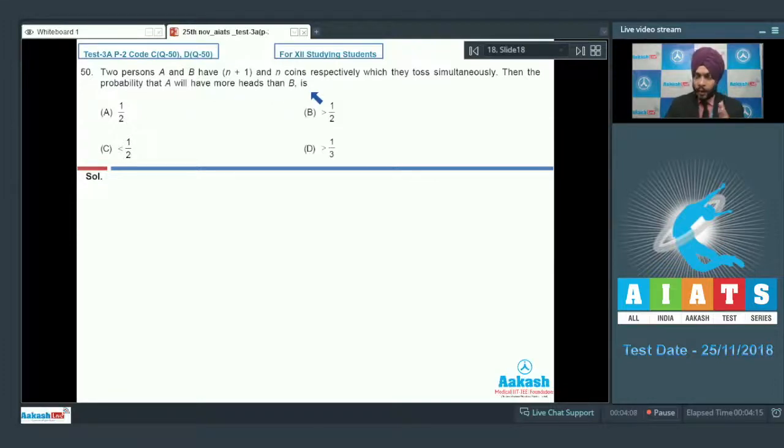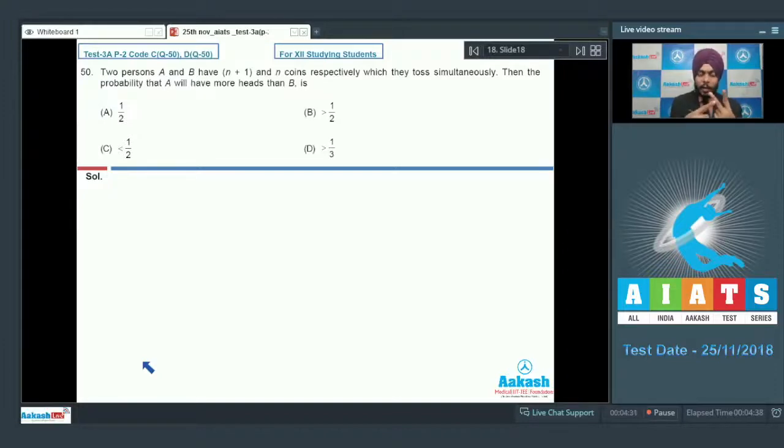Students, when the number of coins is equal with A and B, let us say both have n coins, then we have three cases. Number of heads will be equal to number of tails, number of heads will be greater than number of tails, number of heads will be less than number of tails. But here A has one coin more than B. So that means the equal cases are deleted. What are the two cases left? Either heads will be more or tails will be more.